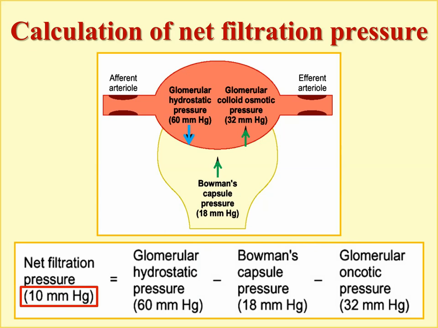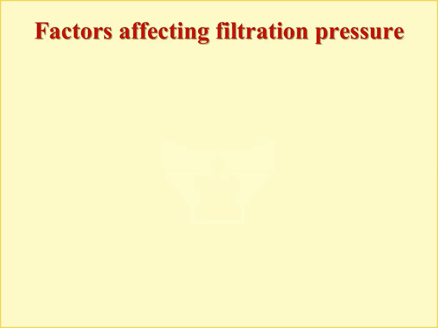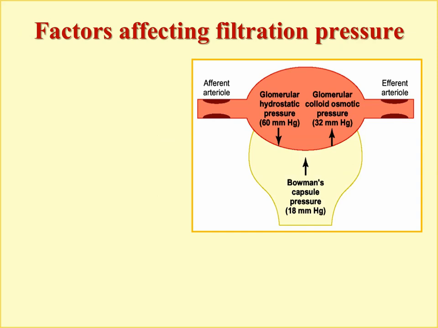Otherwise, the processes will become changed, and therefore there are numerous mechanisms that maintain this constancy of the filtration pressure, and finally constancy of the filtered portion of blood each minute, the glomerular filtration rate. Factors affecting filtration pressure. Actually, all the 3 components can affect this pressure, but which changes may produce changes of these factors?